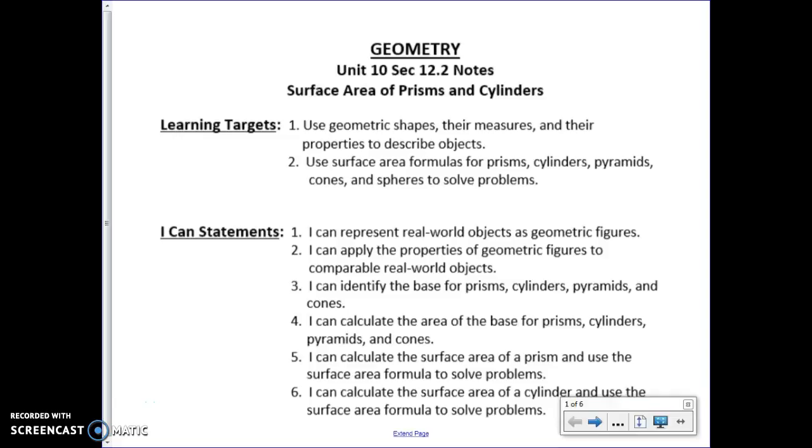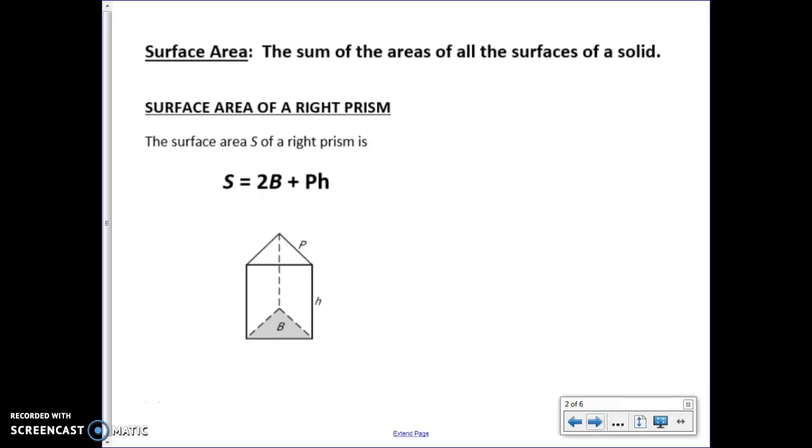Hey guys, so in our last unit we're focusing on surface area and volume, and we're going to talk about prisms and cylinders to start us off. So first we need to talk about surface area. Surface area is the sum of the areas of all of the surfaces of a solid.